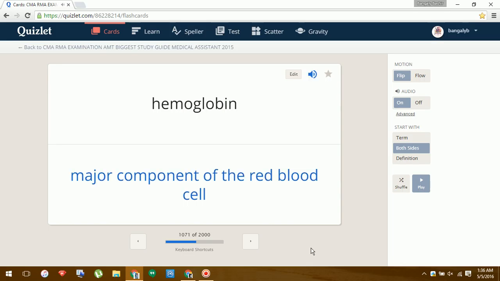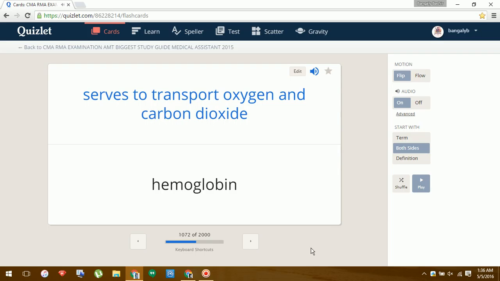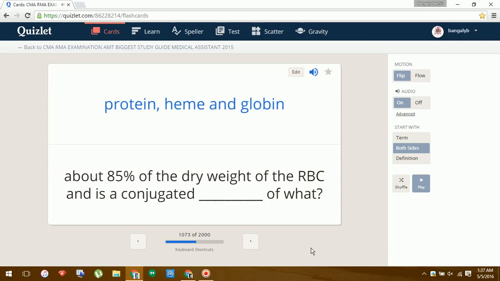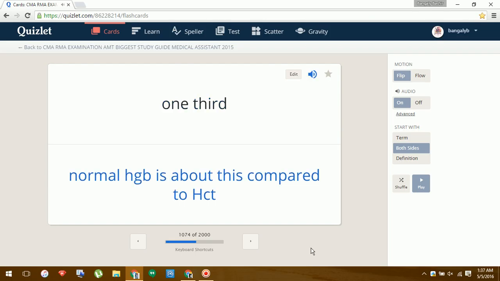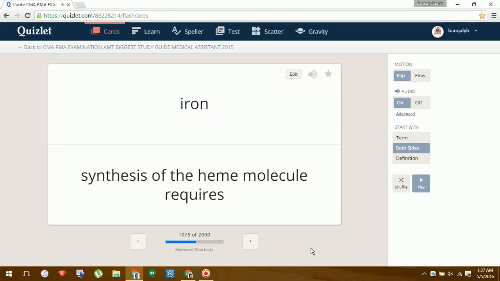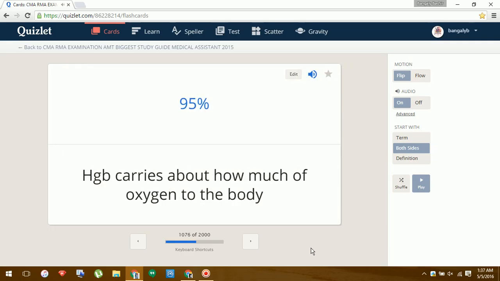Hemoglobin. Major component of the red blood cell. Serves to transport oxygen and carbon dioxide. Hemoglobin. Protein, heme and globin. About 85% of the dry weight of the RBC and is a conjugated blank of what? 1/3. Normal HGB is about this compared to HCT. Iron. Synthesis of the heme molecule requires. 95%. HGB carries about how much of oxygen to the body?